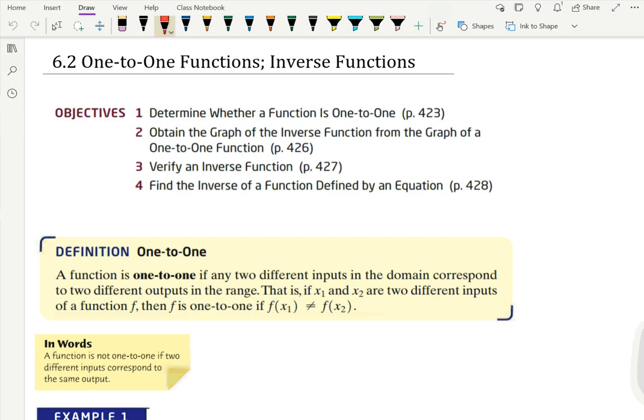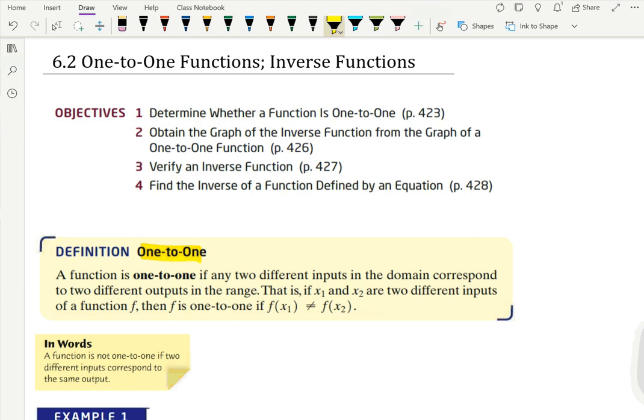So the definition. What is a one-to-one function? A function is said to be one-to-one if any two different inputs in the domain correspond to two different outputs in the range. That is, if x1 and x2 are two different inputs of the function, then f is one-to-one if f of x1 is not the same as f of x2.